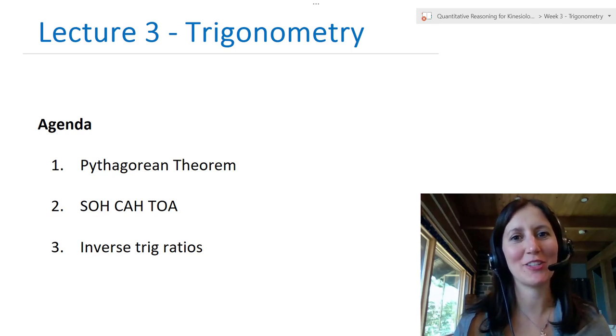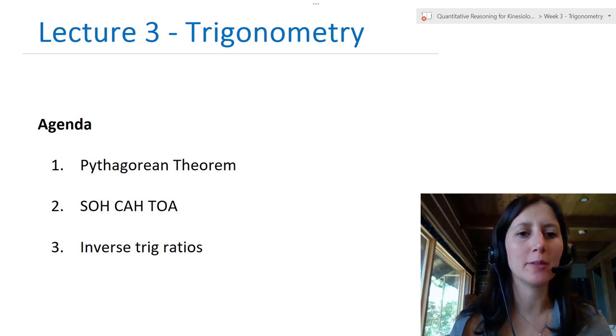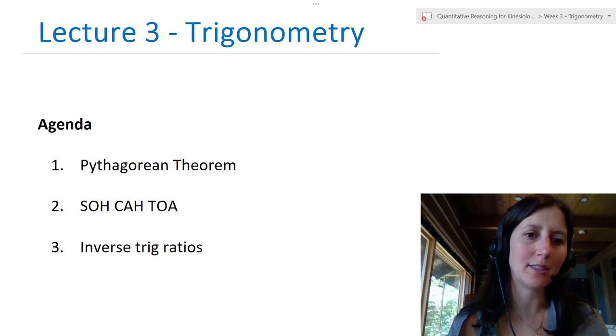Welcome to Lecture 3, Trigonometry. In this lecture, we're going to learn how to use Pythagorean Theorem to find a missing side in a right-angled triangle when you know two sides already.